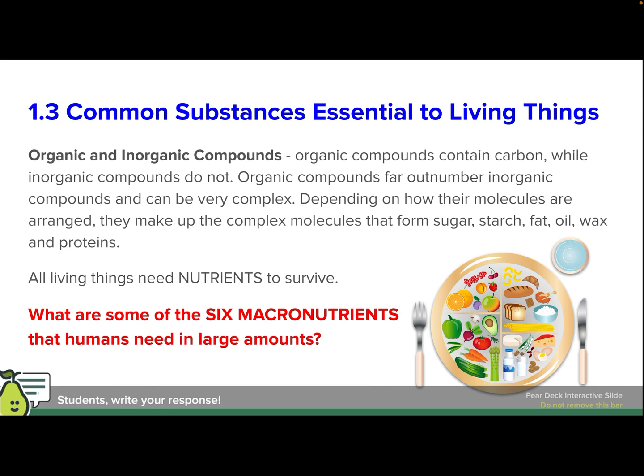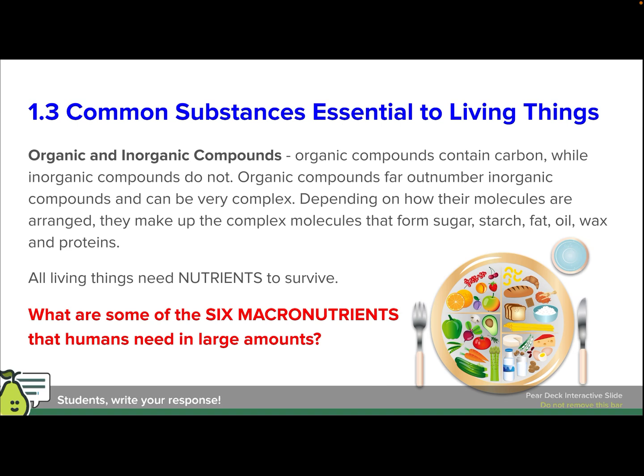Okay, all righty, let's look at this. 1.3, common substances essential to living things. So we've got organic and inorganic compounds. Organic compounds contain carbon, while inorganic compounds do not. Organic compounds far outnumber the inorganic compounds and can be very complex. Depending on how their molecules are arranged, they make up the complex molecules that form sugar, starch, fat, oil, wax, and proteins. Now, all living things need nutrients to survive.